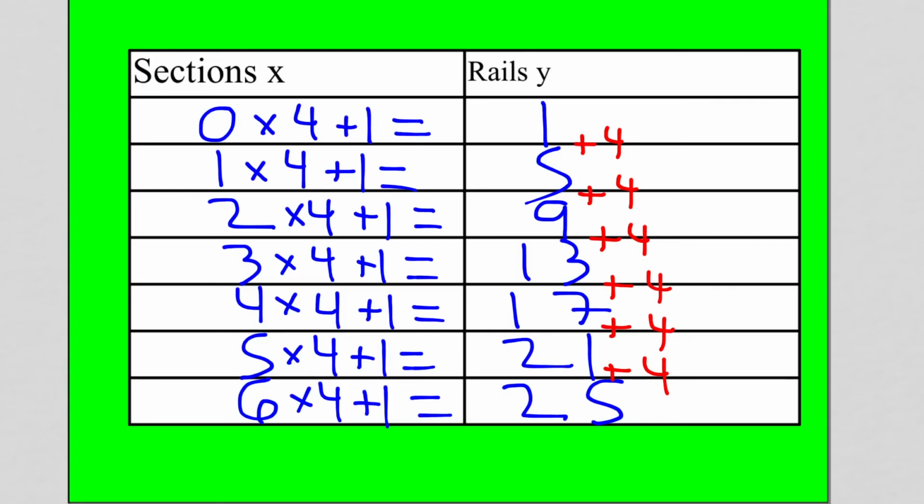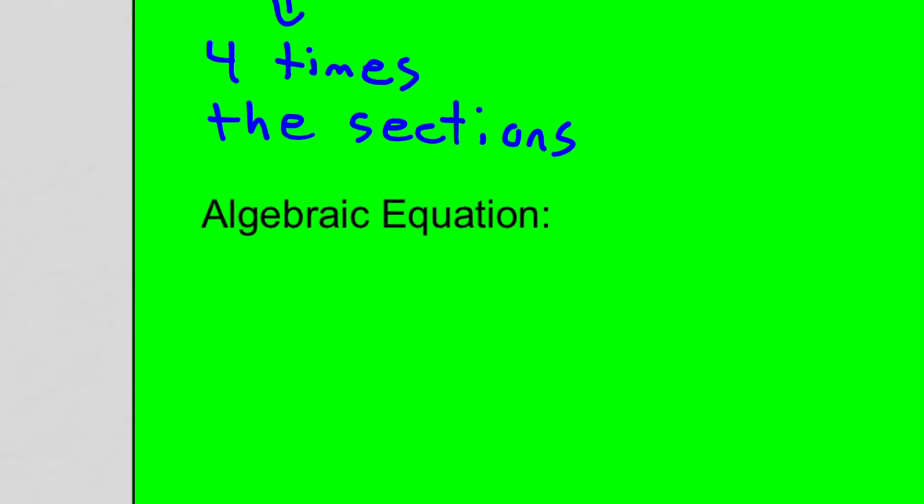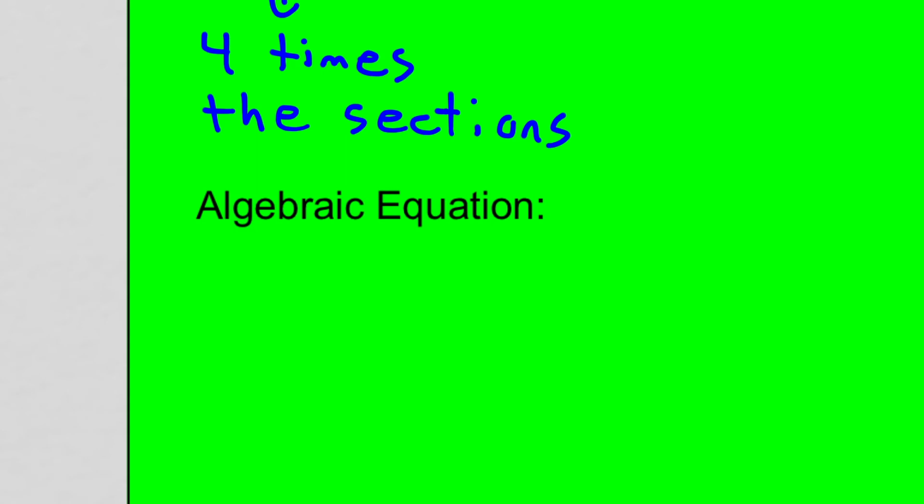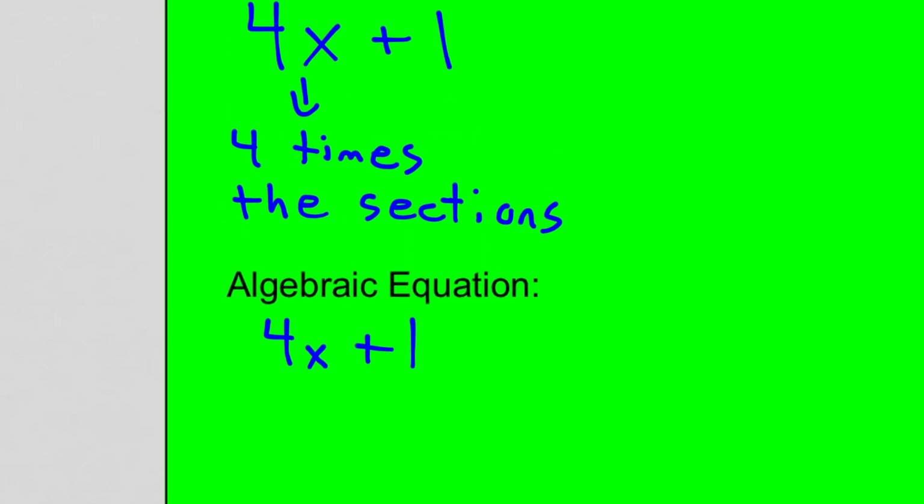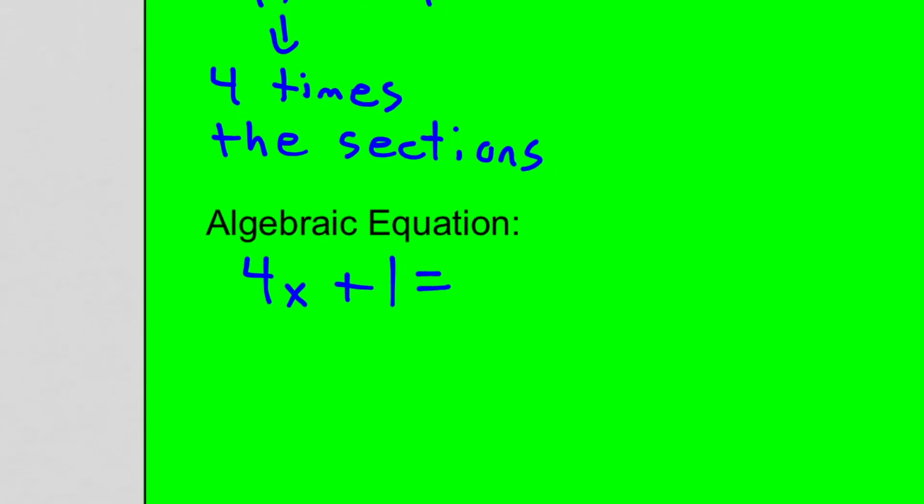Now the next thing we do is the algebraic equation, which is just adding on the other part of the table. Now we said rails equals 5. So if you take the sections times 4, add 1, you'll always get the rails. And we said the rails is equal to y. So x times 4 plus 1 equals y. So we'll write the algebraic equation like this: 4x plus 1, just like the expression, but we'll add on the equals y part.